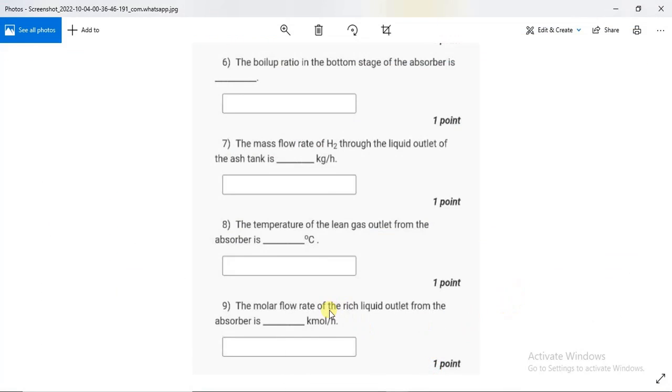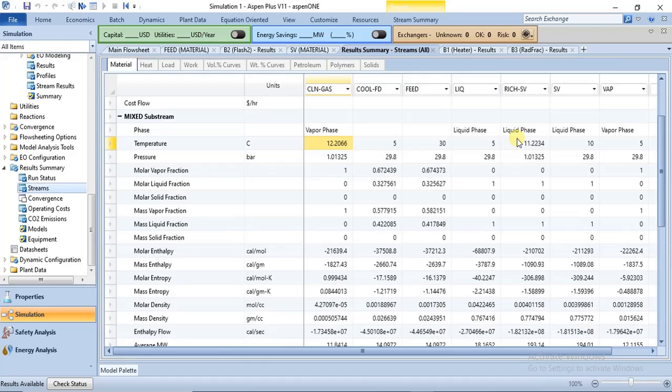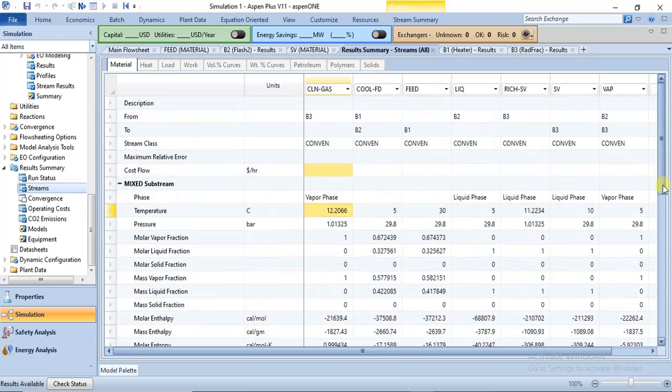We have the molar flow rate of the rich liquid outlet from the absorber, the molar flow rate, right? Let's check that. So for that we have this guy, rich SV, as the liquid outlet. So we are going to be checking the molar flow rate of this, still from the streams results. So that is this guy here, this particular column, rich SV. So we are looking for the molar flow rates.